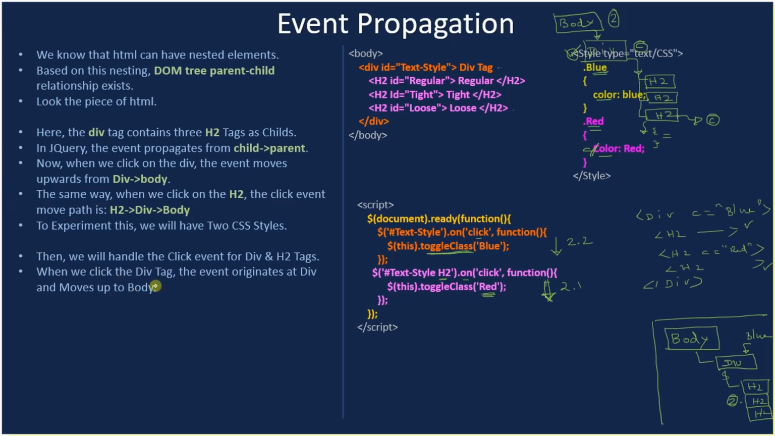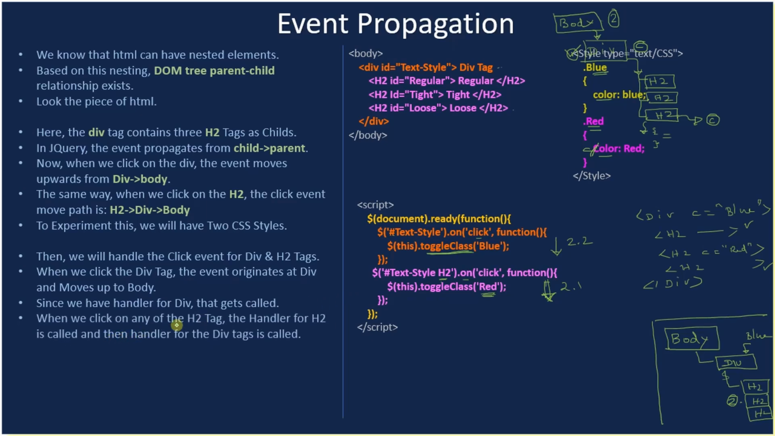When we click the div tag, the event originates at the div and moves up to the body. But if you look here, we don't have any handler for the body, so it will not get called. But the handler for the div tag will get called. The event moves up to the body because the body is the parent. Since we have a handler for the div, that gets called.